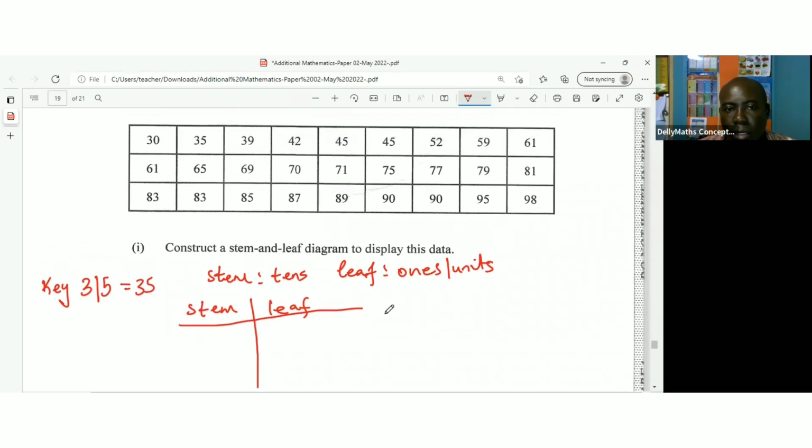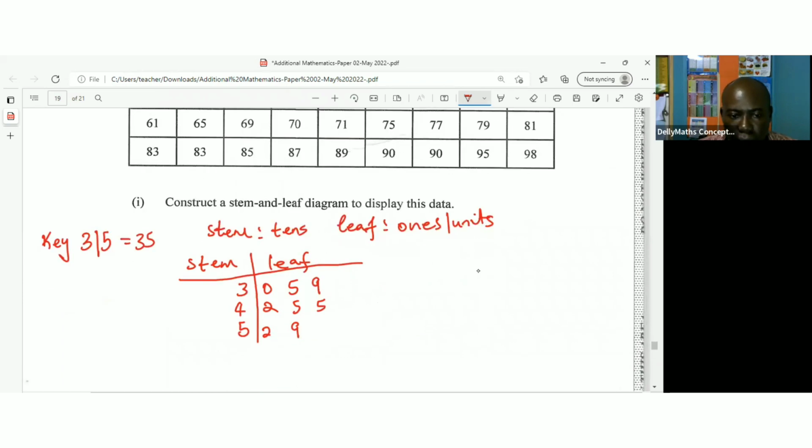All right, so basically, I'm going to start with 3. So I have 0, which is for 30, 35. There's a 39. There's a 4 for 42, 45. There's another 45. There is a 5 for 52. There's a 59. Then there's a 61.